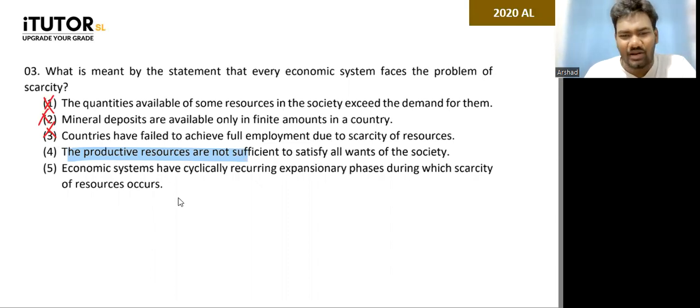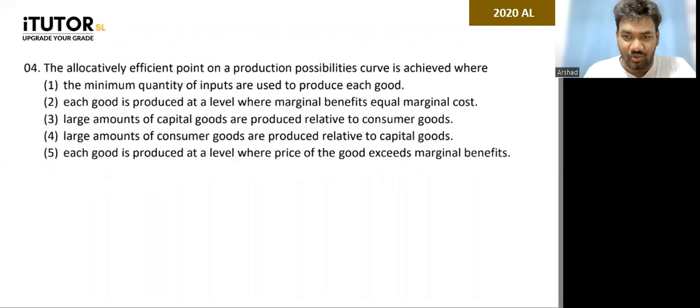Then this one, guys: economic systems have cyclical recurring expansion phases. No, right? Remember, the longest answer is not the correct answer. It doesn't have to be the correct answer. So the answer is number 4. Done. Then we go to the next one.